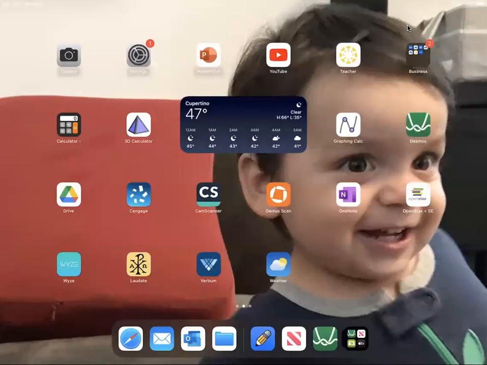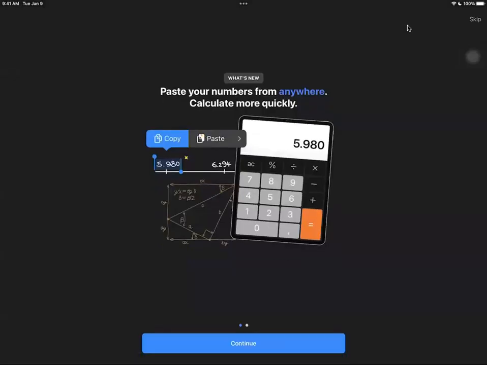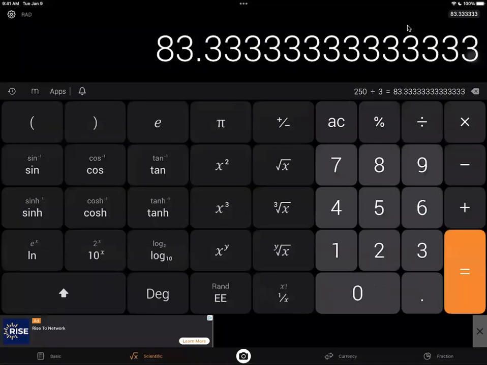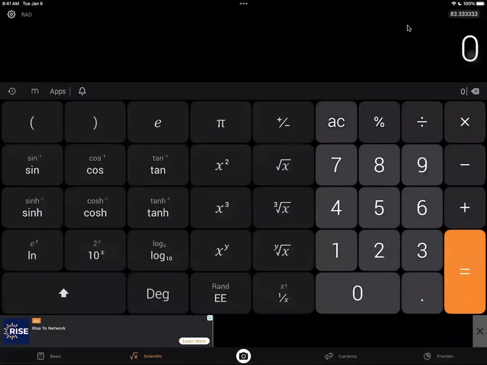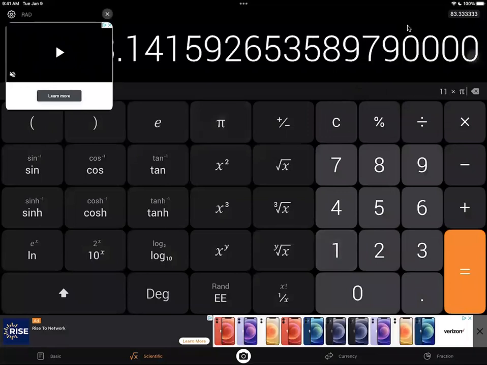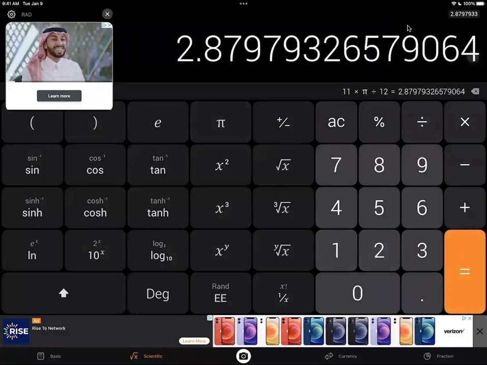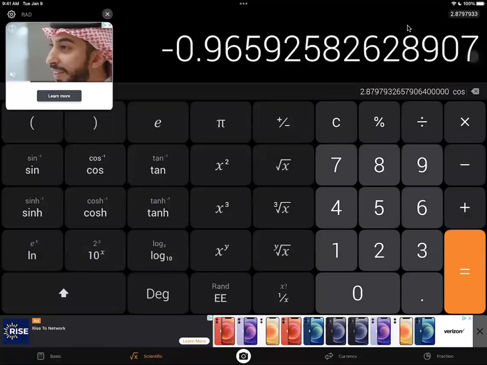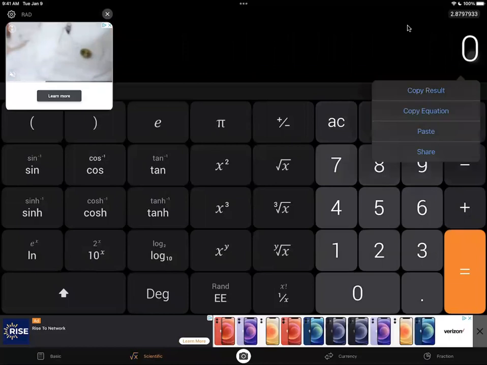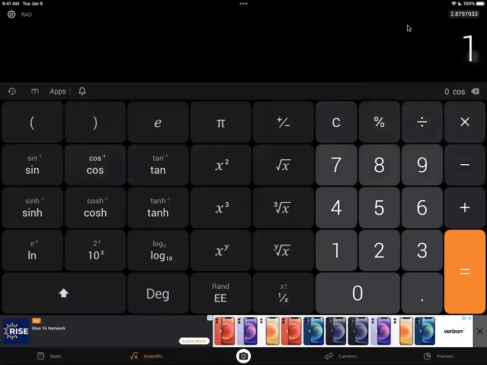Let's see if we can do that here on one of our apps here. Okay, sure. Let's see. So 11 pi over 12. Okay, we hit enter. And then let's take the cosine of that. And what is this here? What's going on there? Okay, let's try again. Cosine.